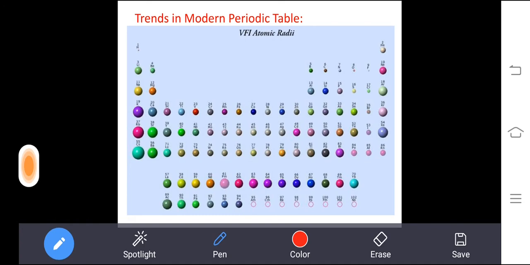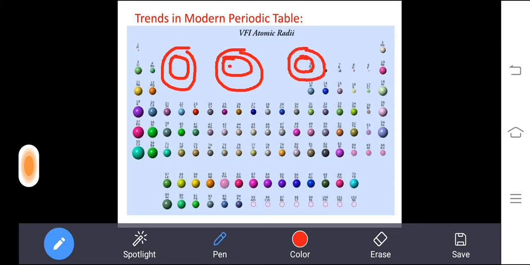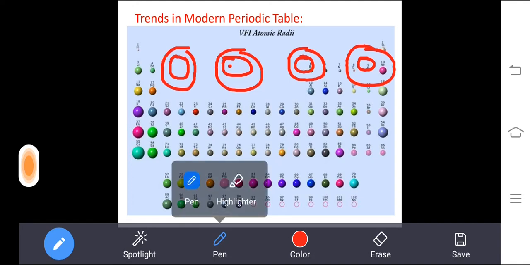Now see, students, if I take the second period, the number of shells will be the same for the entire element. The number of shells will be 2 only. When you keep on moving, it will be 2 shells only, but the number of protons keeps on being added.